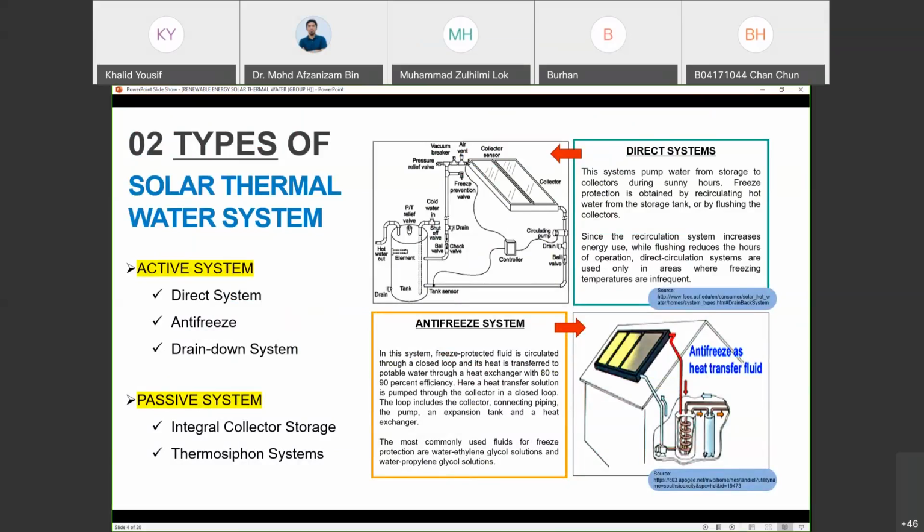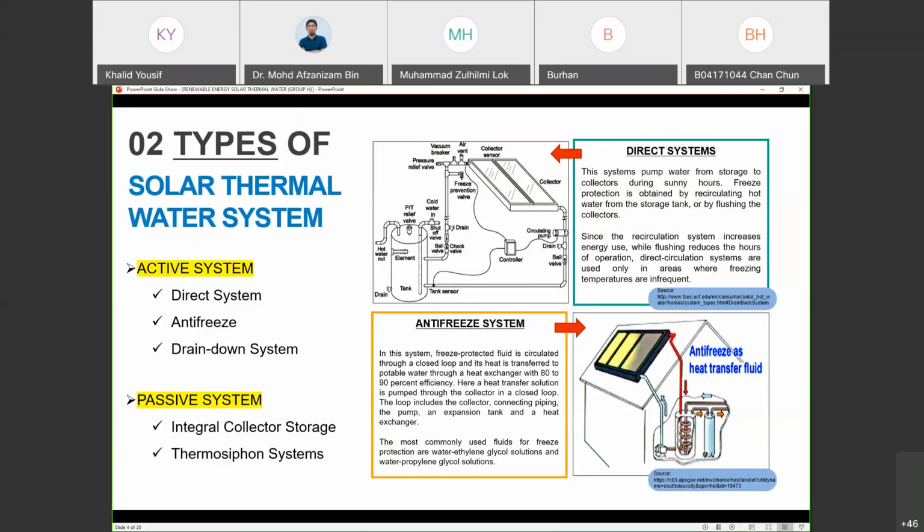Of a solar thermal water system, there are two types, the active system and the passive system. Let's start with the active system. It's divided into three parts: a direct system, antifreeze, and drawn down system. All right, let's start with the direct system.